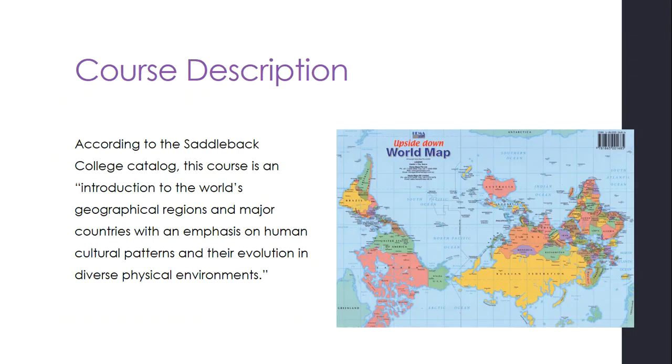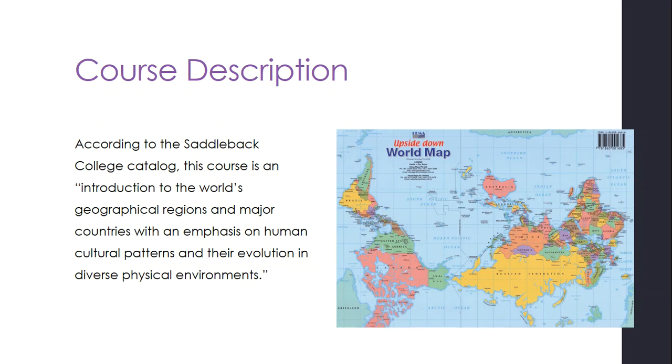So just to give you a little idea of the course description, according to the Saddleback College catalog, this course is an introduction to the world's geographical regions and major countries with an emphasis on human cultural patterns and their evolution in diverse physical environments. It combines elements of physical geography, or Geography 1, as well as cultural geography, Geography 2. We're going to focus a little bit more on the cultural activity in this course, although we will certainly talk about the physical as well.